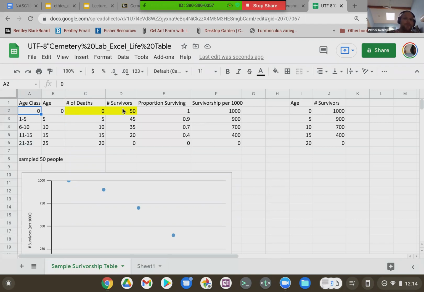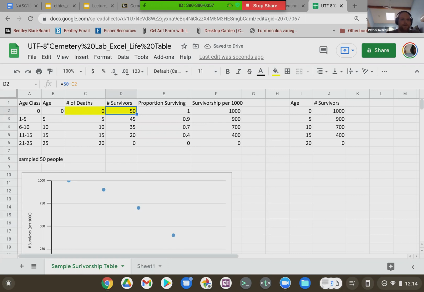Now, from there, you want to know how many survivors you have. In this hypothetical example I've given you, I only have 50 data points. You have to have more data points, obviously, but you basically want to take the total number of people you sampled. So in this case, I sampled 50, and I want to subtract the number of deaths from it.